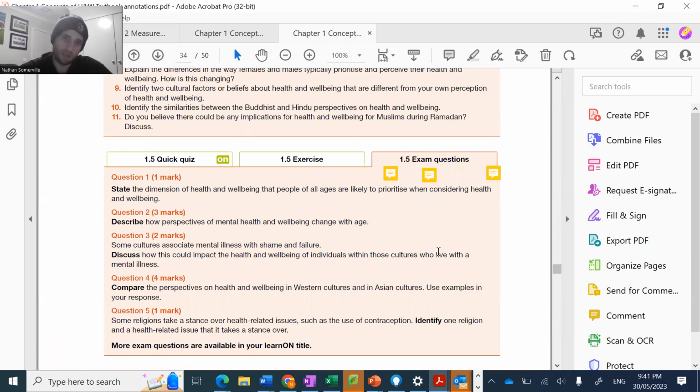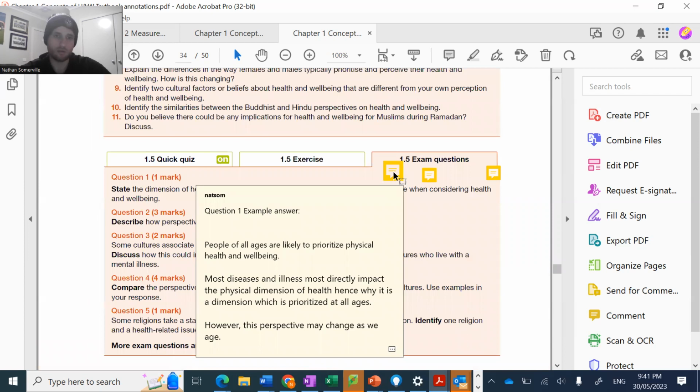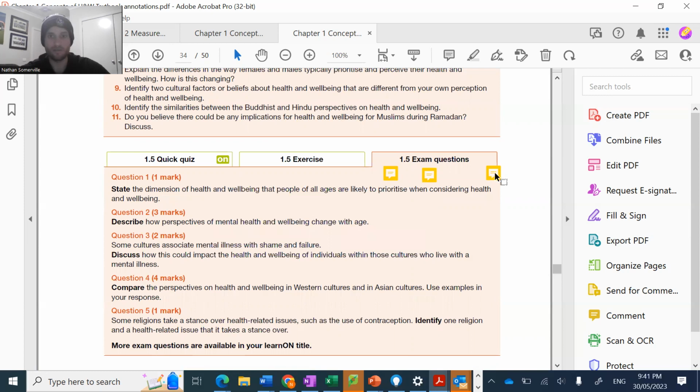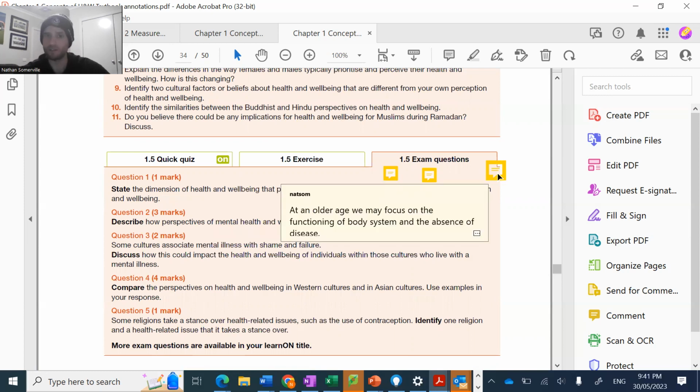State the dimension of health and well-being that people of all ages are likely to prioritise when considering health. So the example answer that I got is that people of all ages are likely to prioritise physical health and well-being. Why is this? Most diseases and illnesses most directly impact the physical dimension of health. Hence why it is a dimension which is prioritised at all ages. However, this perspective may change at a young age. We may be concerned with physical fitness and aesthetics. At an older age, we may focus on the functioning of body systems and the absence of disease.